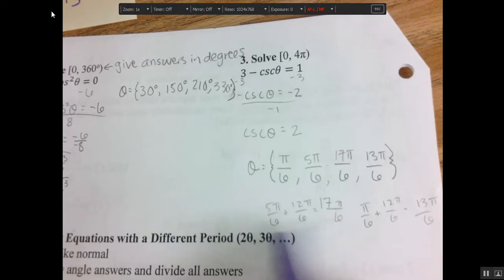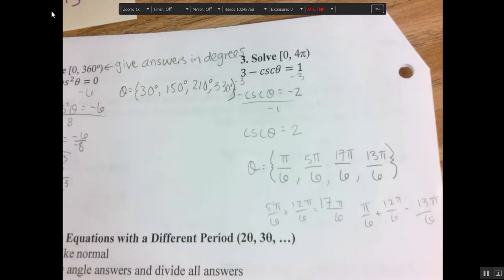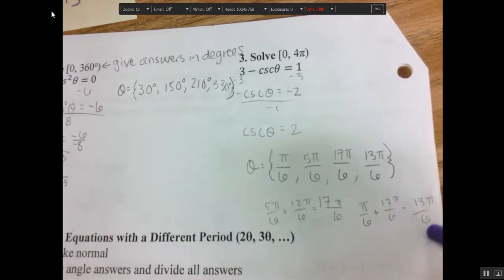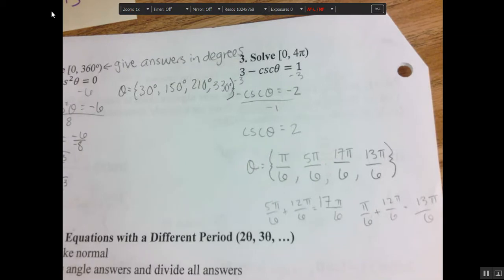Then down here, she gives you a little clue about how she got her other answers. She added 12 pi over 6, which is, what is 12 pi over 6? 2 pi. It's 2 pi, good. So she added 2 pi to each of her answers to get 2 more answers. Raise your hand if you can tell us why you would have to add 2 pi to those answers in this problem. I see 1 hand, I'd rather know 2 hands.